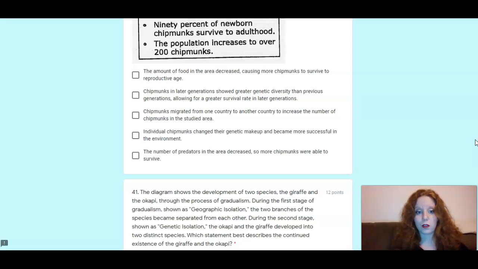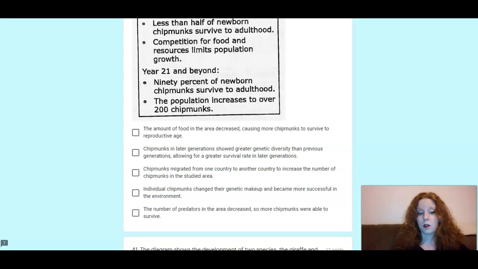And our last answer choice. The number of predators in the area decreased, so more chipmunks were able to survive. Okay, that is another one that sounds very plausible. If the thing that kills you dies, then you have a better chance of living and surviving. So, pretty obvious here. The second and the fourth answer choices give pretty good, clear reasons as to why we might see a population increase in chipmunks.